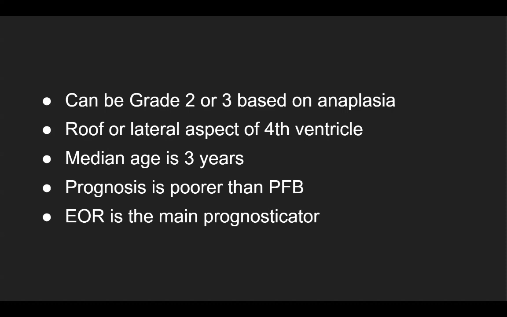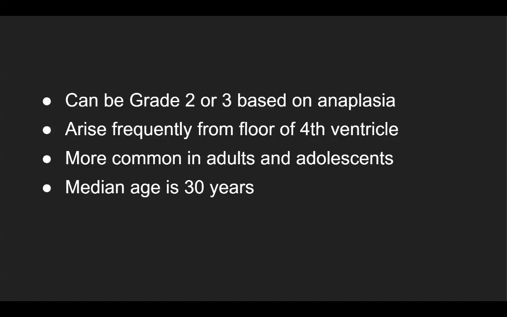Yes, Dr. Qambrani. Okay, so just a quick review. Roof or lateral aspect is more common for posterior fossa group A tumors. Median age is a lot younger, 3 years. Prognosis is poorer. Group B tumors can again be grade 2 or grade 3, which stands true for both, but they arise more frequently from the floor of the fourth ventricle. They are also more common in adults and adolescents. Median age is 30 years. For me, it's easier to remember that one is 3 and the other is 30.